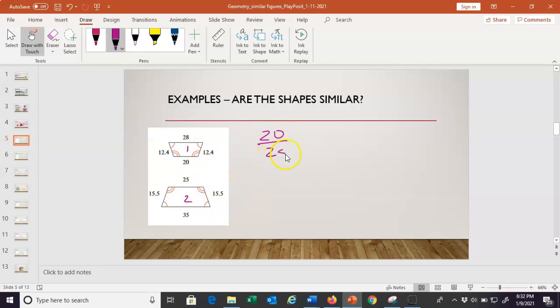20 over 25. So we're matching up the parts. This is obviously the top of this one, right? This shape has been flipped upside down. And then 28 over 35. That's the other base. And then I'll do the left side over the right, or over the left side down here. And lastly, 12.4 over 15.5.